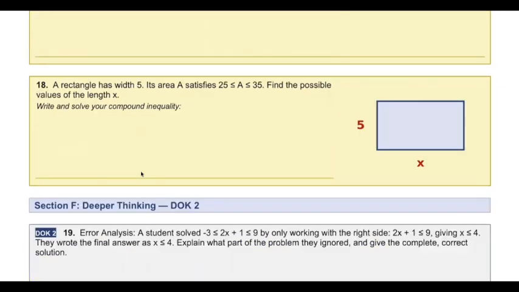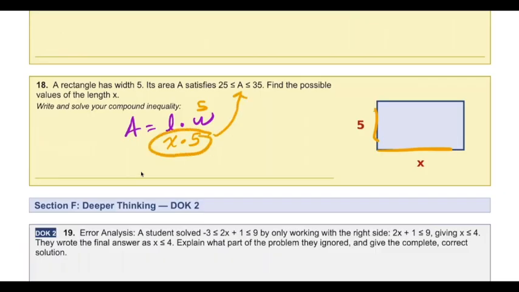A rectangle has a width of 5, and an area A satisfies 25 to 35. The A is between 25 and 35. Find the possible values of x. So area is length times width. And we know this, we have a width of 5 and a length of x. So we have x times 5. That's what area is, and we're going to plug it in for the A right there.